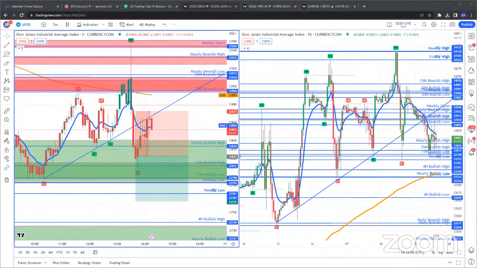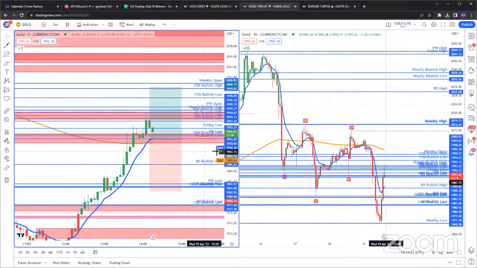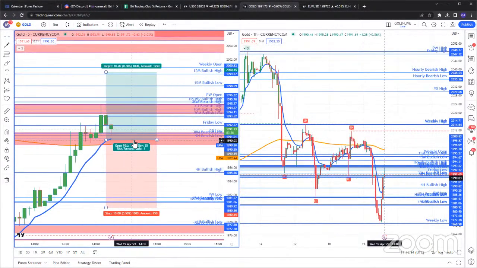Let's see. I don't like the uptrend. Nah, I'm not gonna. I wanted to size into a sell, but I will not do that. I would much rather just wait. Okay, so let's see what's happening on gold.